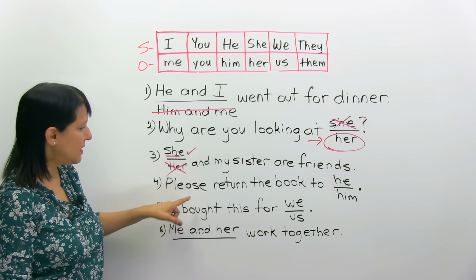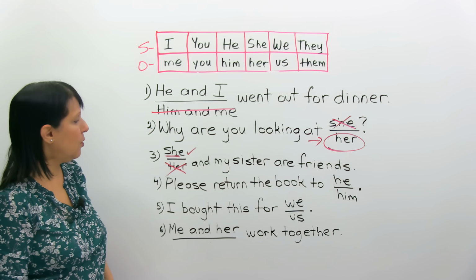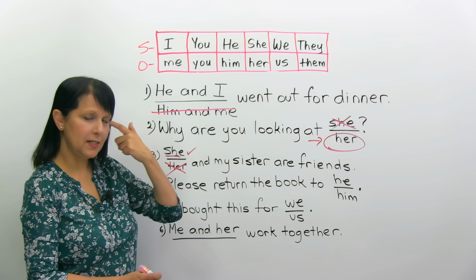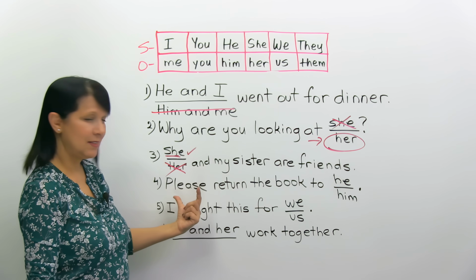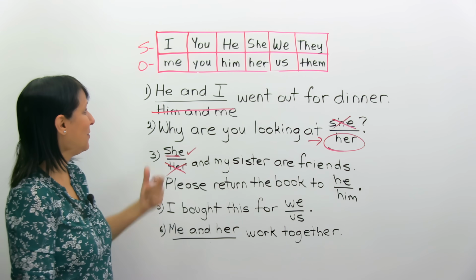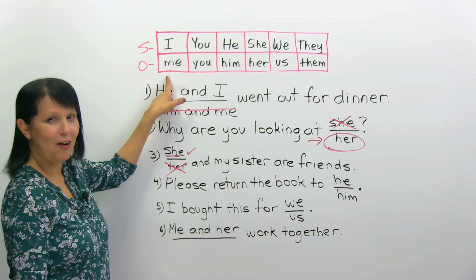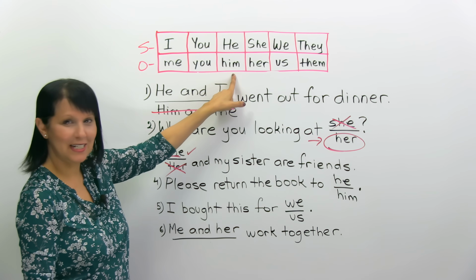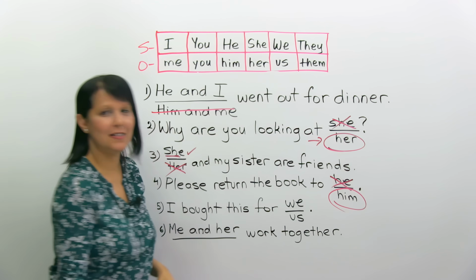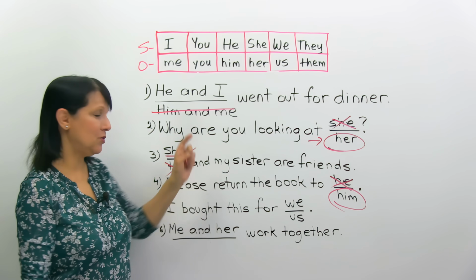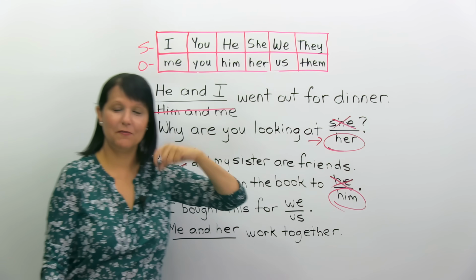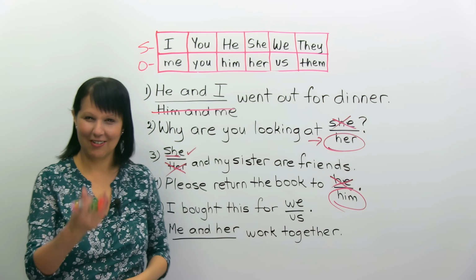Number 4. Please return the book to he, or please return the book to him. Think, subject or object? Is it at the beginning? No. Is it at the end? Yes. Is it after a preposition? Yes. So what does it need to be? It's an object. Okay. What's the object? Him, not he. So we will cancel he and we will circle him as being the right answer. Please return the book to him, for him, with him. Okay. All of those. Before him, after him. All right. All of those.